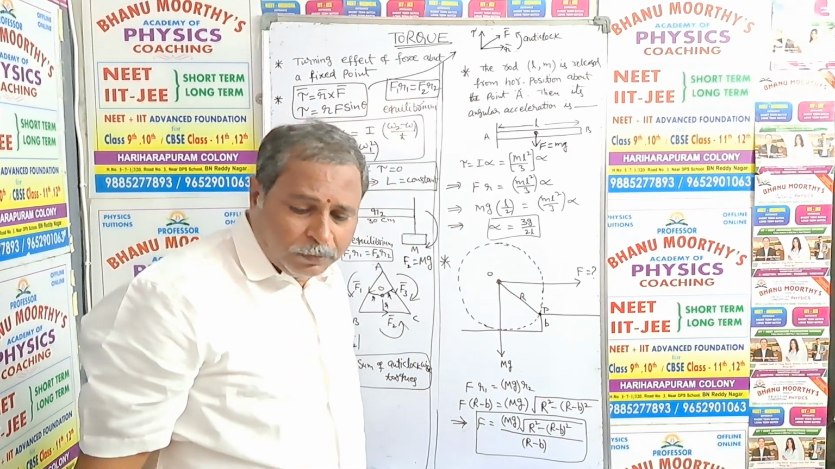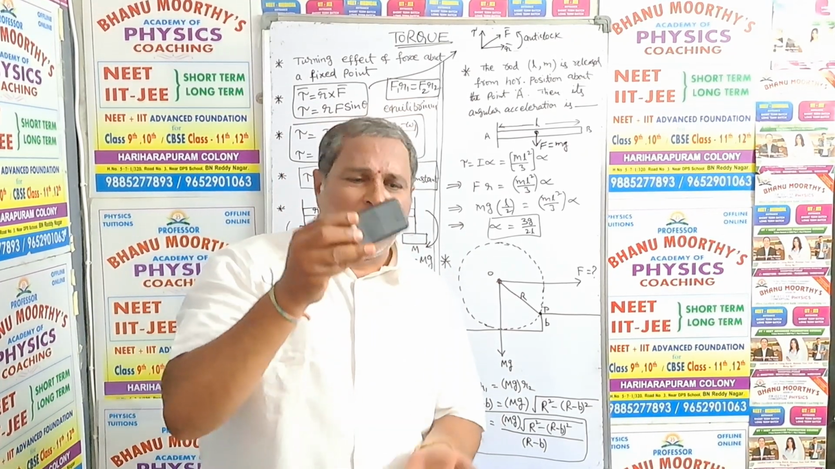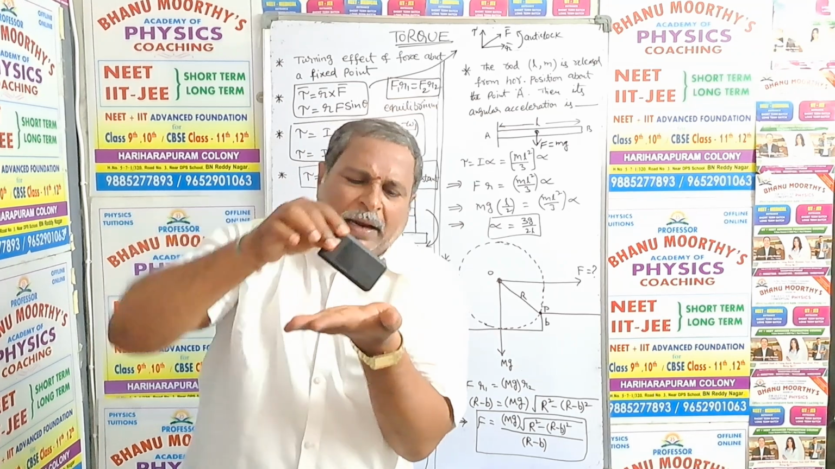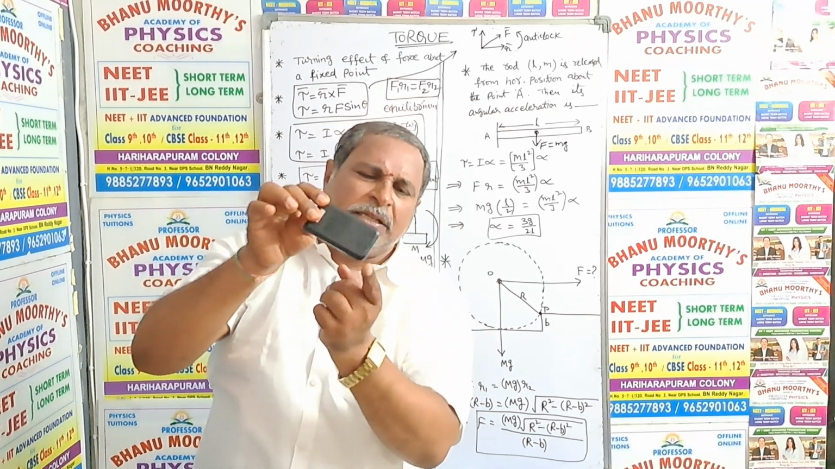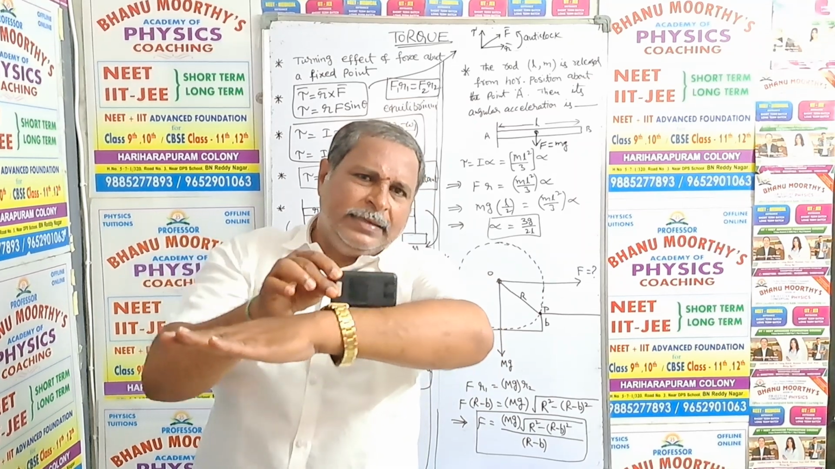Suppose you take a rectangular object, it is now tilting on the surface. This is called the tilting point, like this, like this.